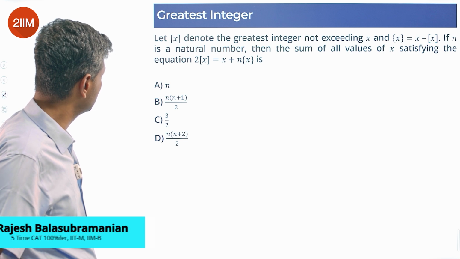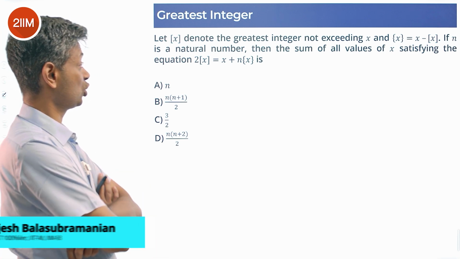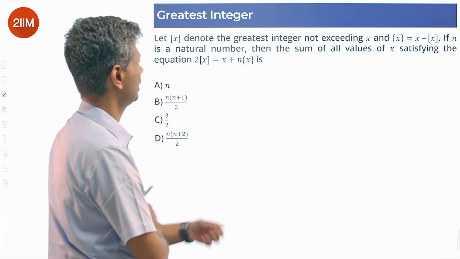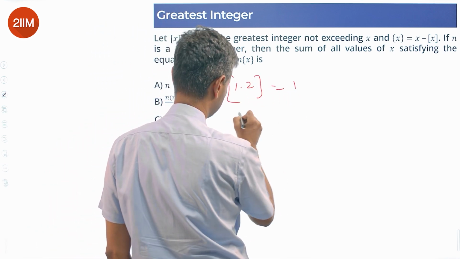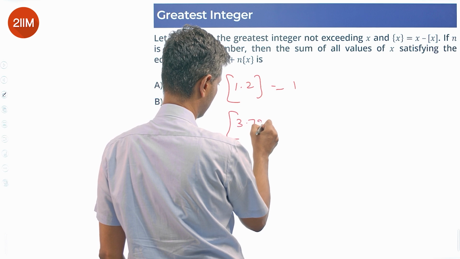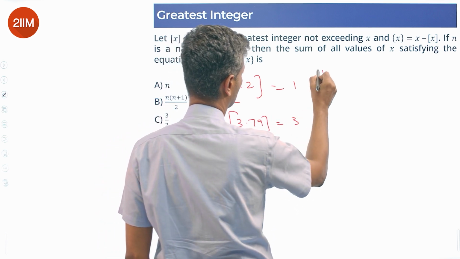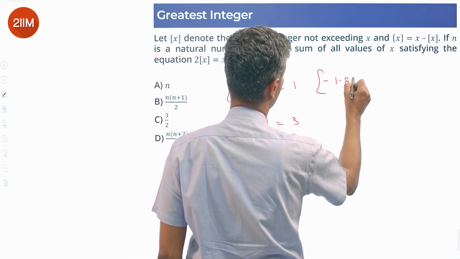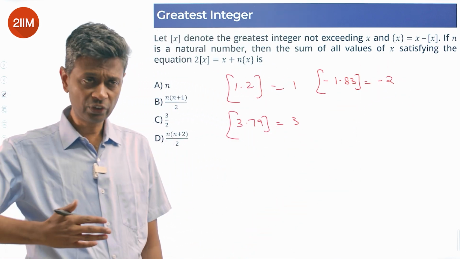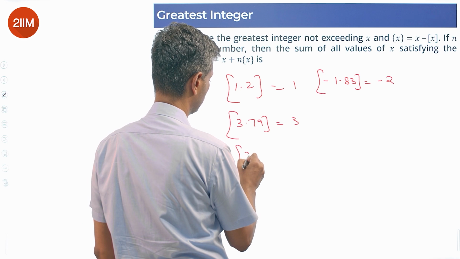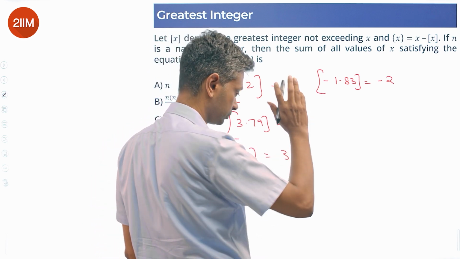Let greatest integer of x denote the greatest integer not exceeding x. That is, if you think about it, greatest integer of 1.2 is 1, of 3.79 is 3, greatest integer of minus 1.83 is minus 2. If it were an integer, greatest integer of 3 is 3.